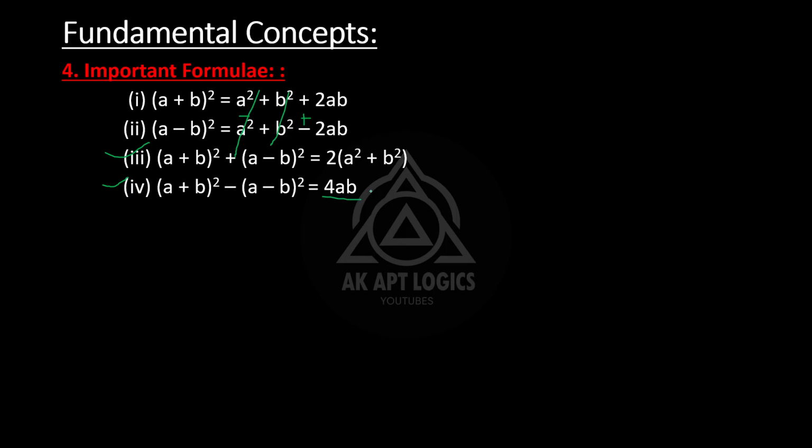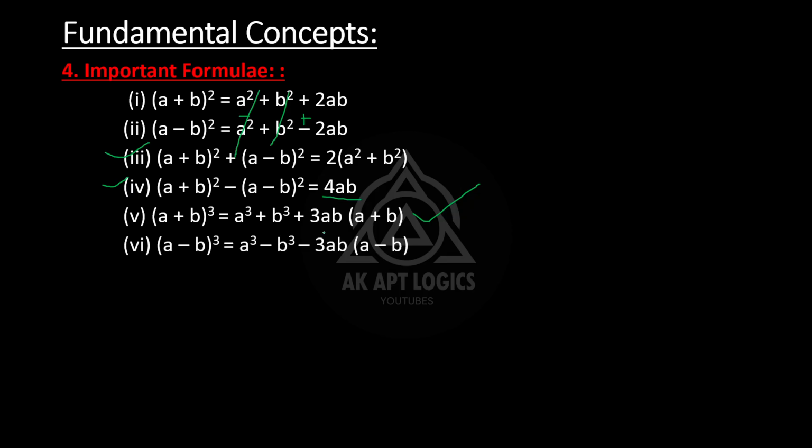Next, (a plus b) whole cube equal to a cube plus b cube plus 3ab of (a plus b). And (a minus b) whole cube is equal to a cube minus b cube minus 3ab of (a minus b). Also, a square minus b square is equal to (a plus b) into (a minus b).